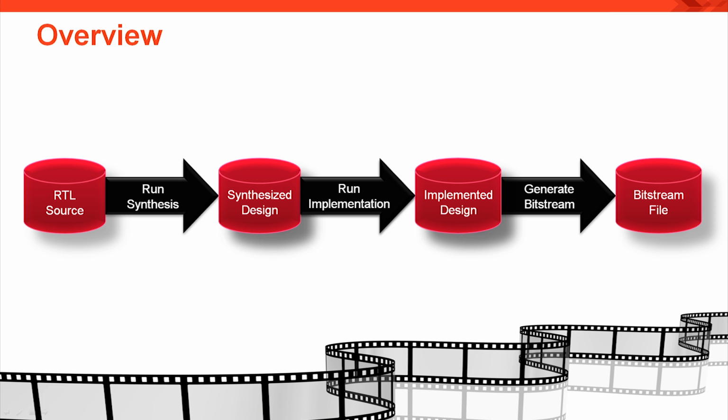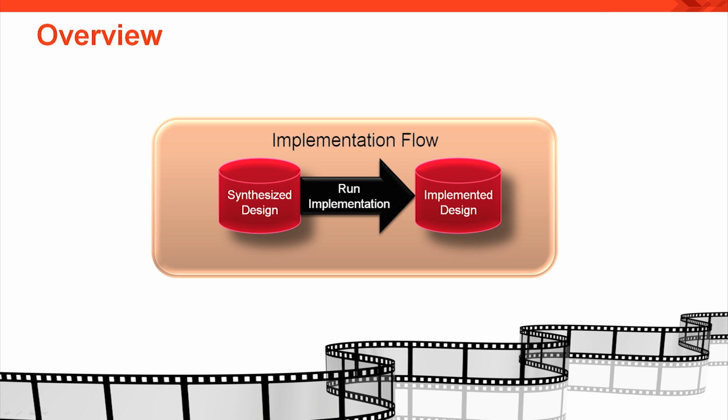Starting on the left, synthesis transforms a design's RTL source code to an optimized netlist, resulting in the synthesized design. Implementation maps the synthesized design to physical device resources, and then the last step is bitstream generation. In this quick take, we will focus on implementation, which is the process of mapping the synthesized design to physical resources of the target device to create the implemented design.